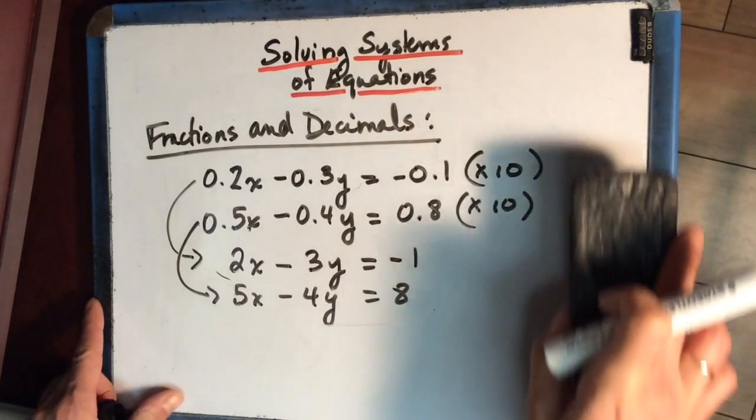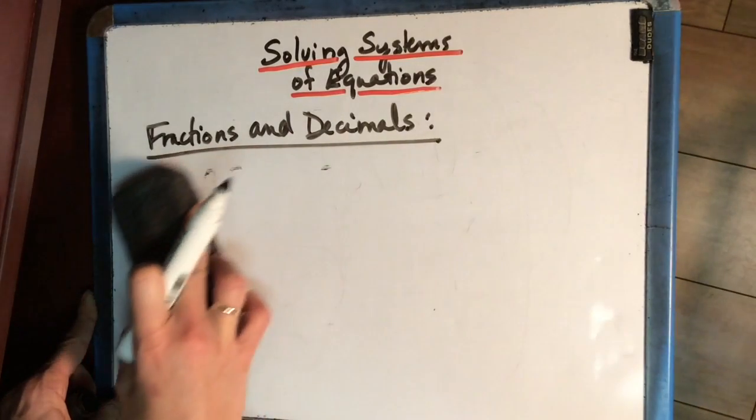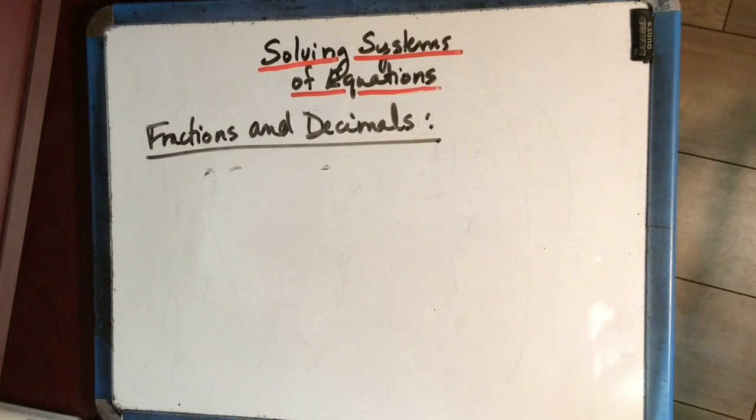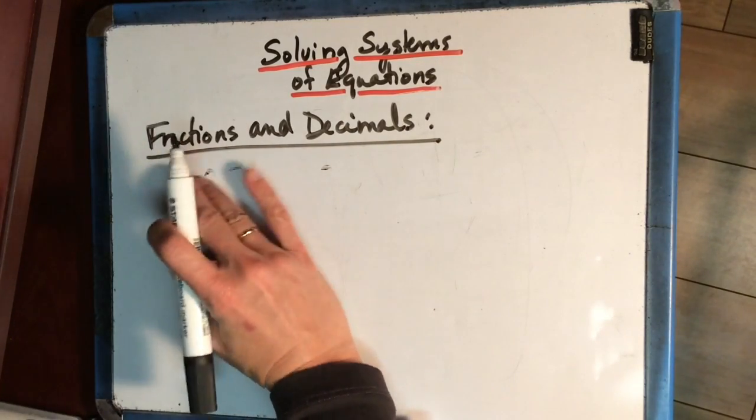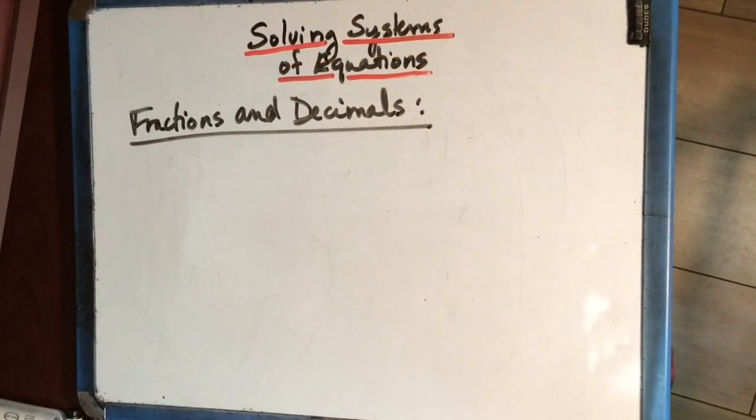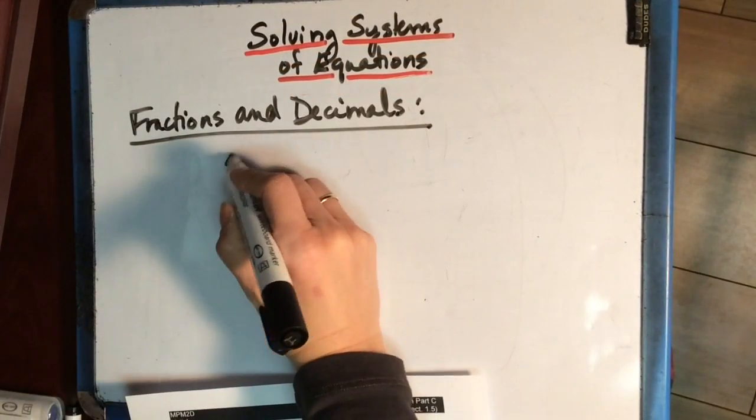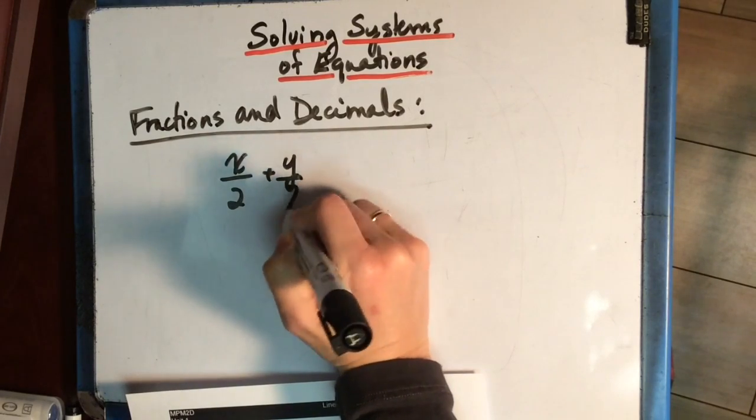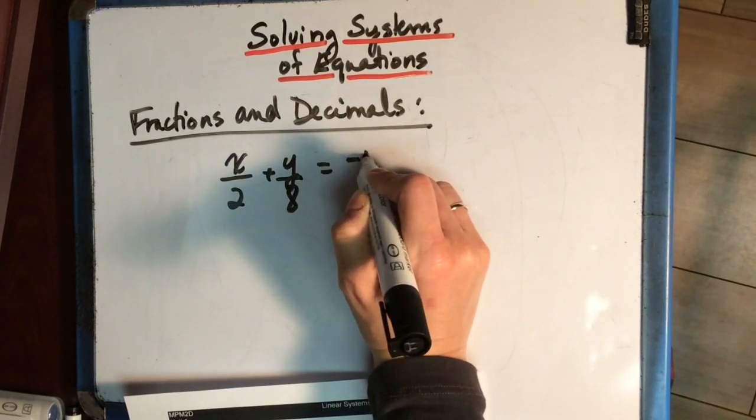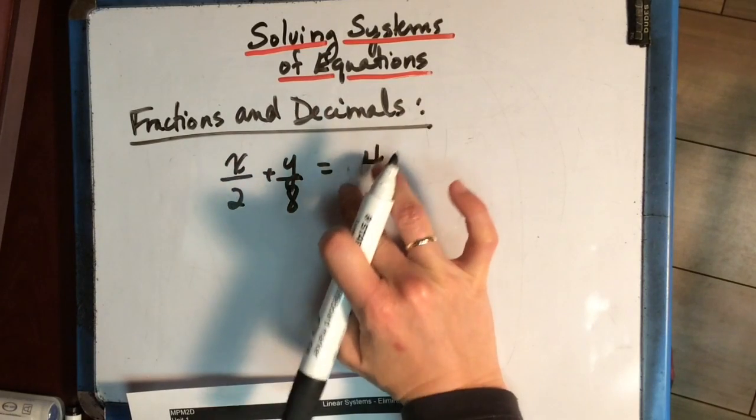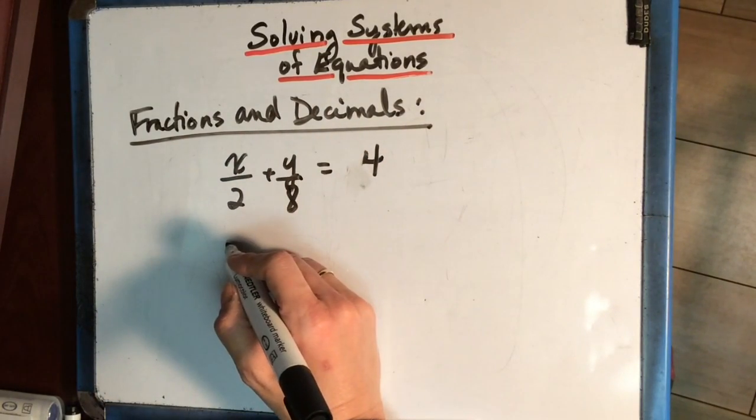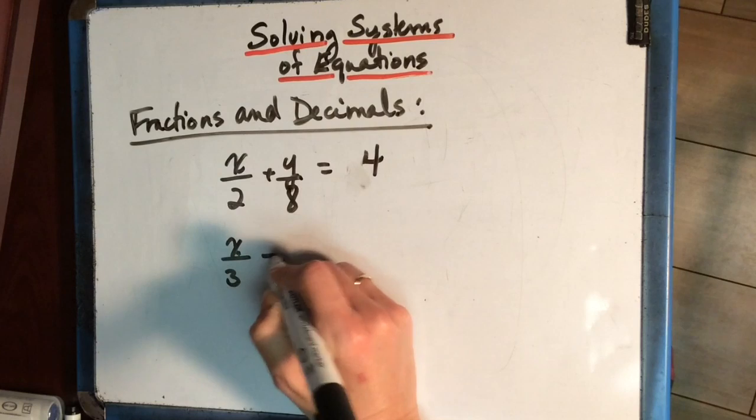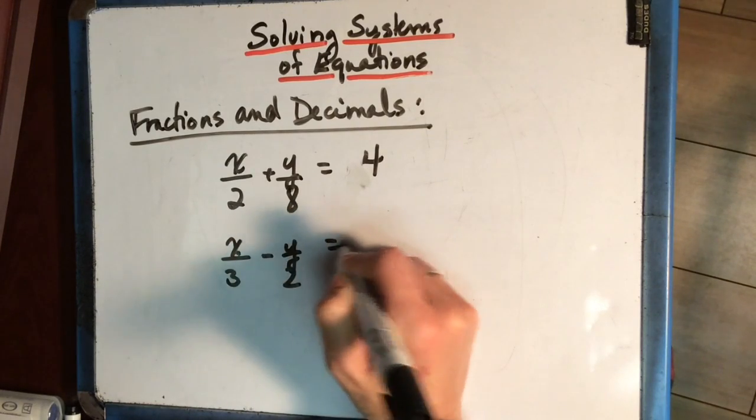Now let's look at fractions and see what you get with that. And now let's go to eliminating with fractions. So if you had an equation like this, and a second one, x over 3 minus y over 2 equals negative 2.